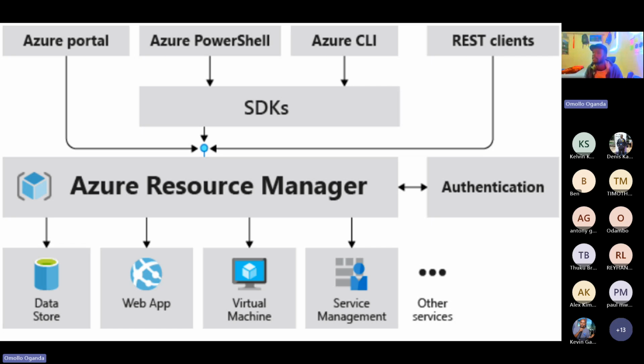And if yes, then you're allowed to manage data, provision a web app, create virtual machines, and also manage other services. So that's the infrastructure, or the structure, of how communication happens. Every time you make a request to Azure Cloud, this is the flow of that request. So ARM will route everything.